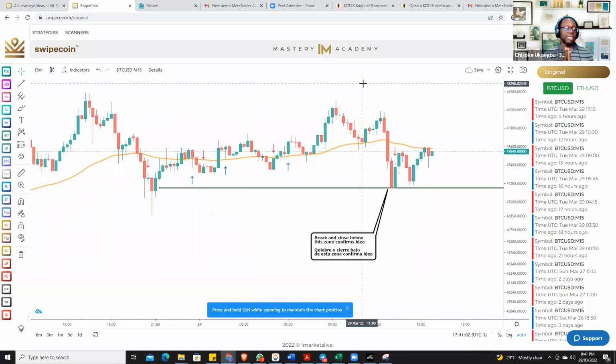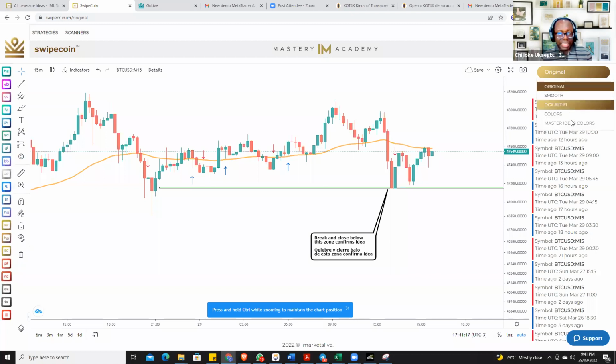Once you get access to this place, to be sure that we are looking at the same thing, come over to the top right-hand side here and be sure that this says original. There are other things available here: smooth, DCX, alt-fi, colors, and something else. Be sure that you are on original.